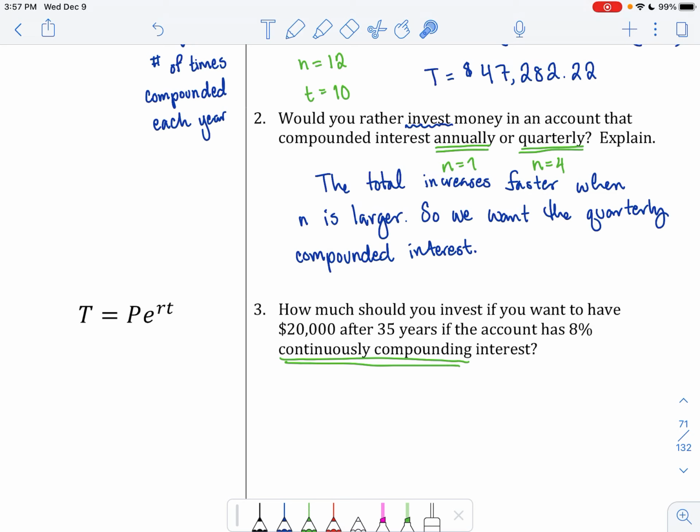So in terms of the question in number 2, if I'm investing, I want a continuously compounding account, if I can find one. They're pretty rare. But if I'm investing, that's what I want, versus if I have a loan, I do not want that.